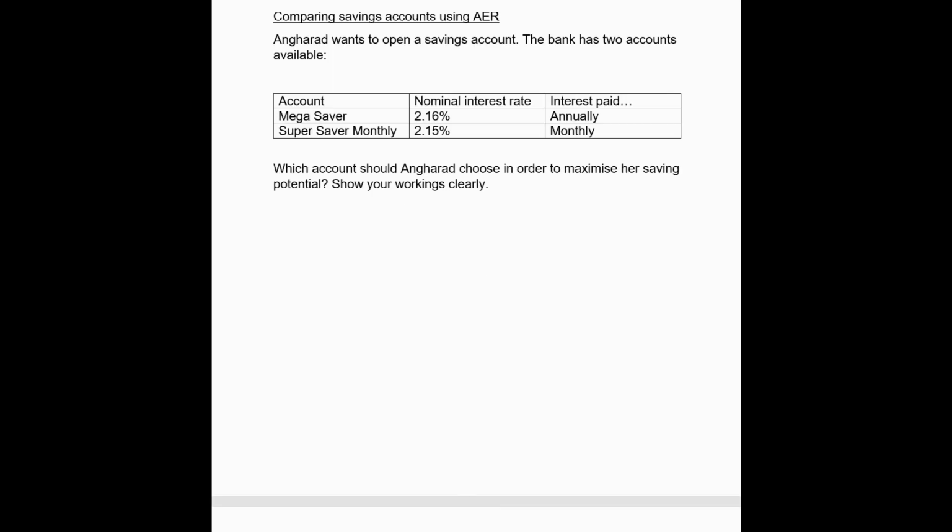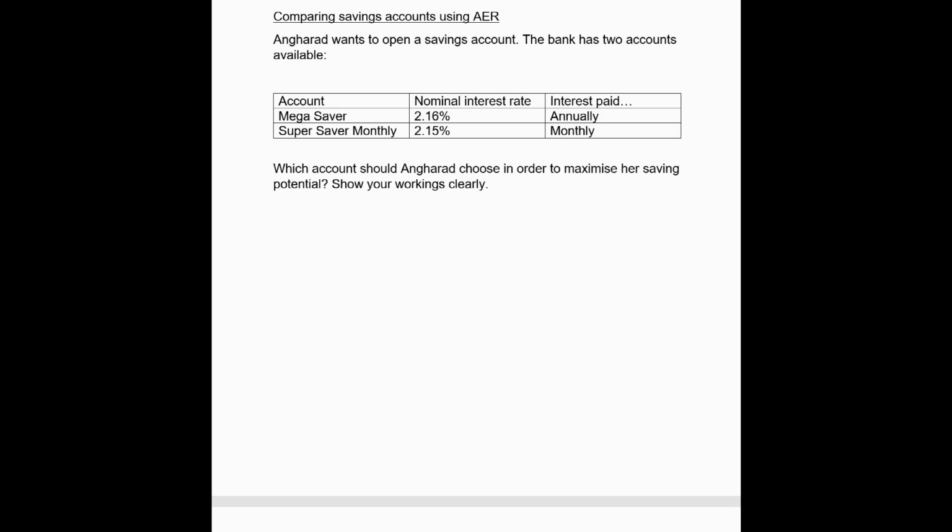Very often, we want to use AER to compare interest rates and savings accounts ourselves. And Howard wants to open a savings account. The bank has 2 accounts available. We want to work out which account Howard should choose in order to maximise her saving potential. The account that she should choose is whichever account has a higher AER, because that will effectively mean that that account has a higher interest rate in real terms.